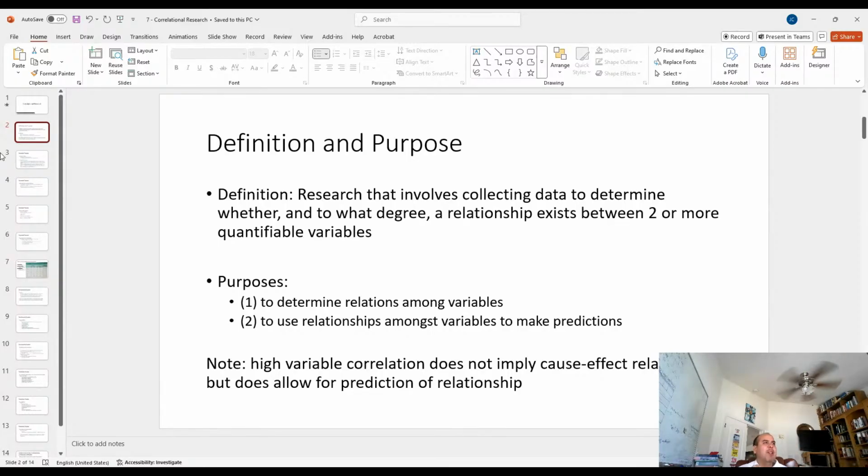And also to use relationships among variables to make predictions, such as, okay, I want to know, the more time students spend studying math in the math club, the more likely they are to take the math AP exam and succeed. Can you measure that relationship? Can you make a prediction? If you do a study that shows that there is a relationship, it's a quick way to make a prediction for success in any type of exam, if that's what you were looking at. And to note, a high variable correlation does not imply that there is a cause-effect relationship, but does allow for prediction of the relationships, okay?